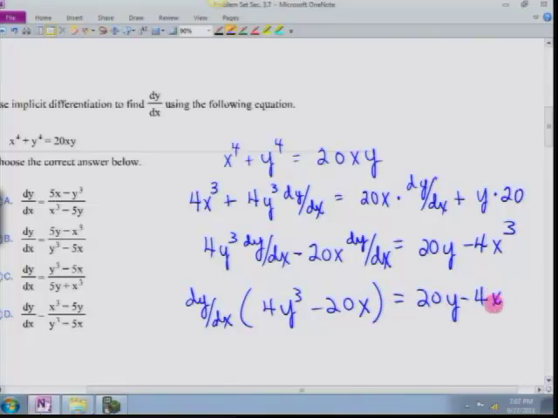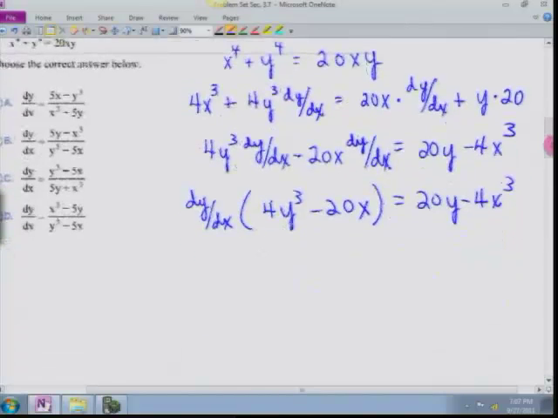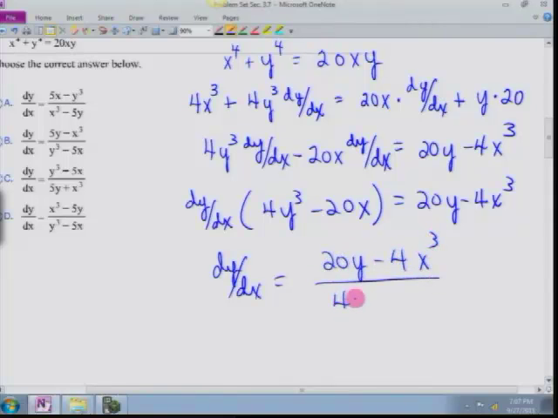Why is this times 20? Yeah, because you take the derivative. 20x, see, it's 20x times the derivative of y, and then y times the derivative of 20x, which is 20. Oh, it's a product. It's a product. I got you. Okay, so dy/dx is 20y minus 4x cubed over 4y cubed minus 20x.